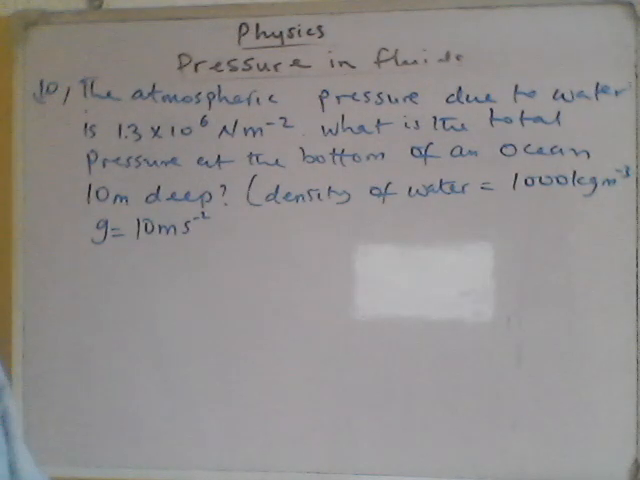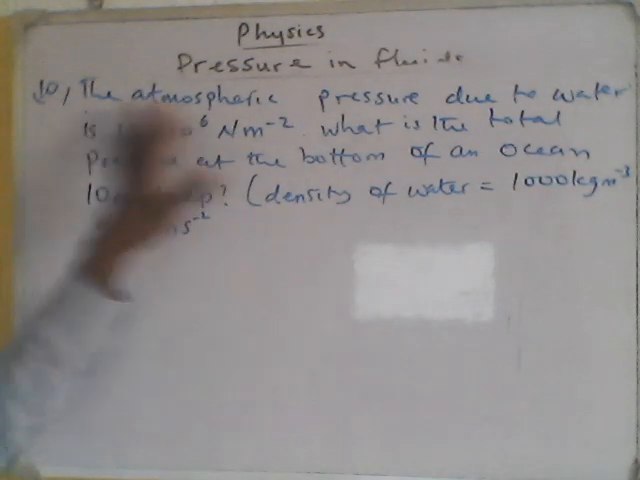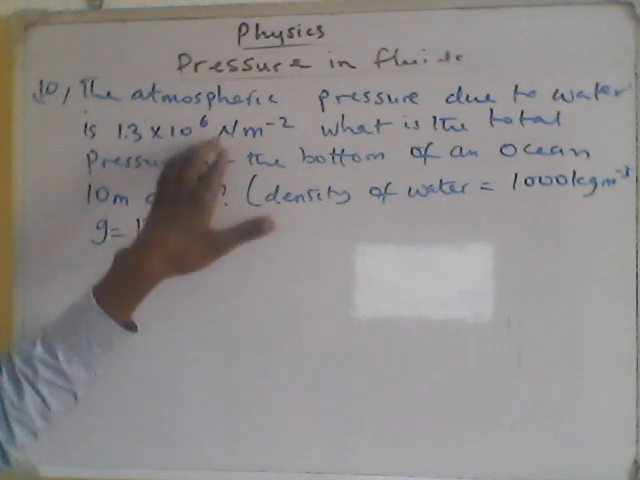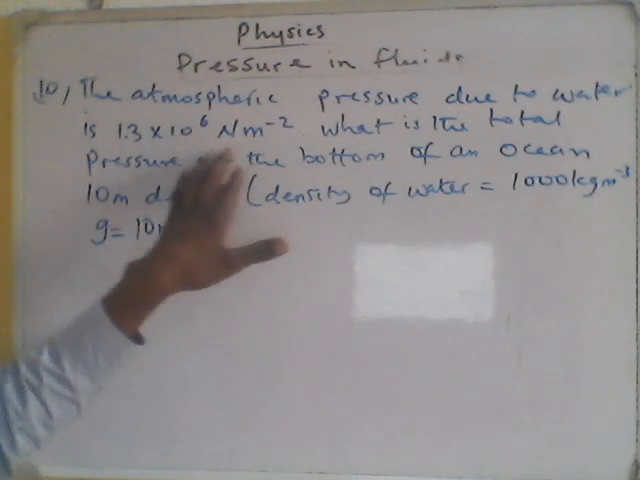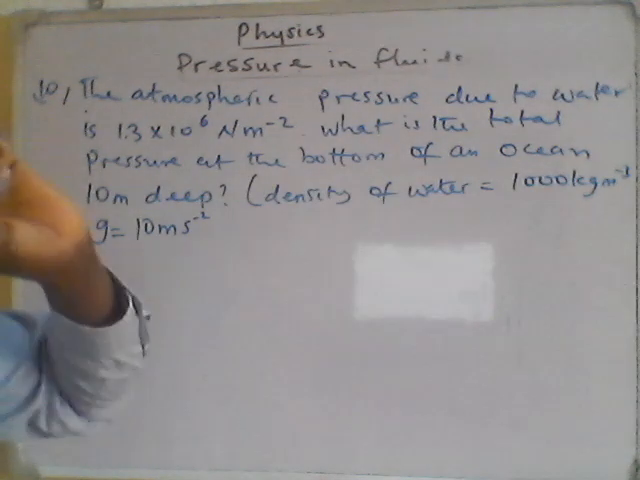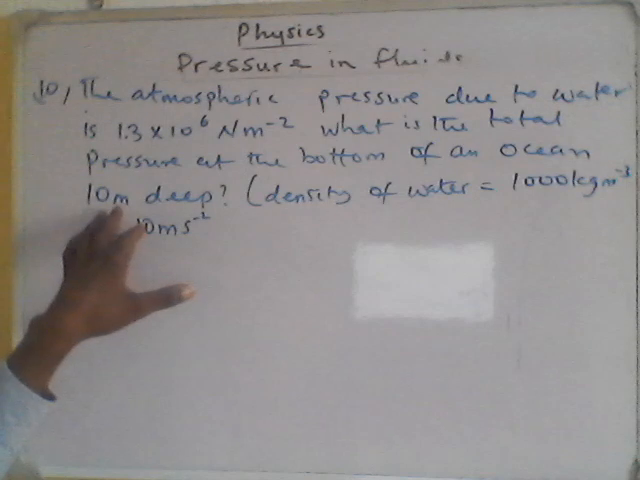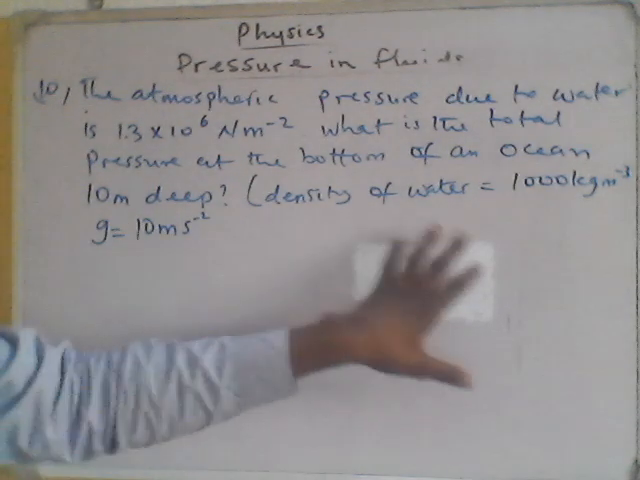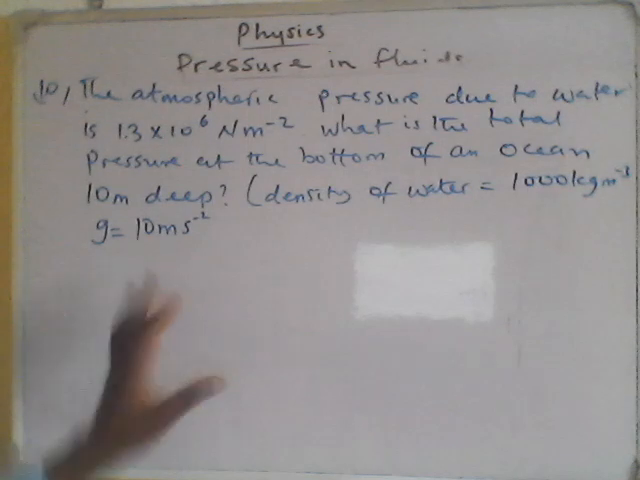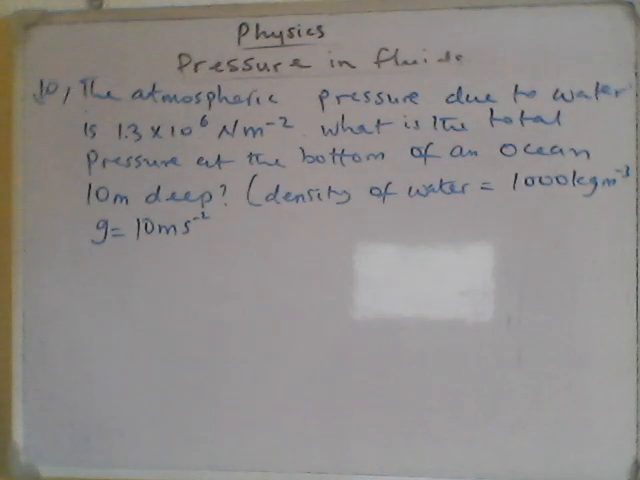Okay, so we have this on the board. It says the atmospheric pressure due to water is 1.6 times 10 to the power 6 Newton per meter squared. What is the total pressure at the bottom of the ocean, 10 meter deep? Density of water is this, and gravity is this. So we have density, gravity, height. We should have 2 kinds of pressure acting.